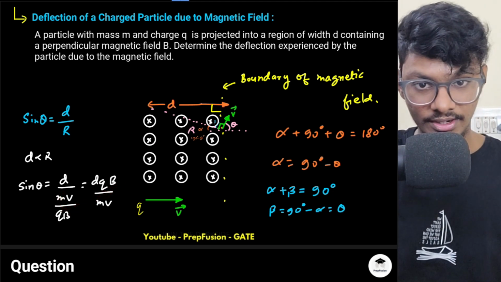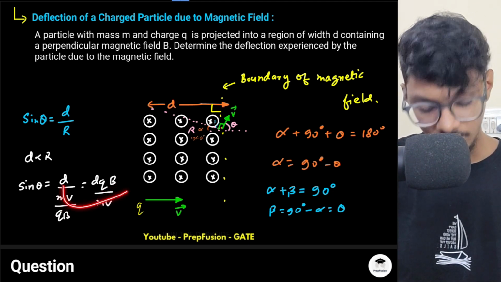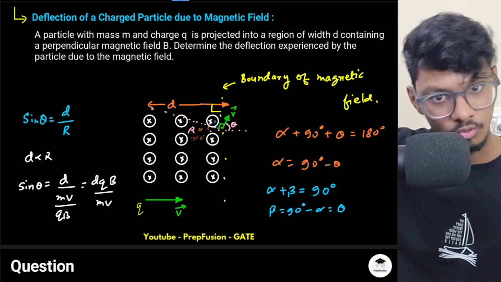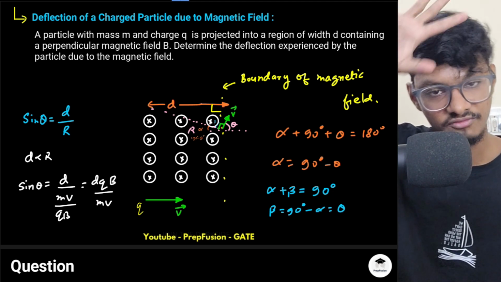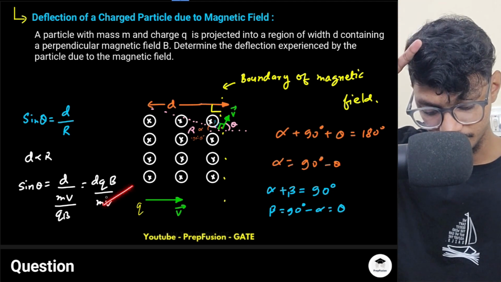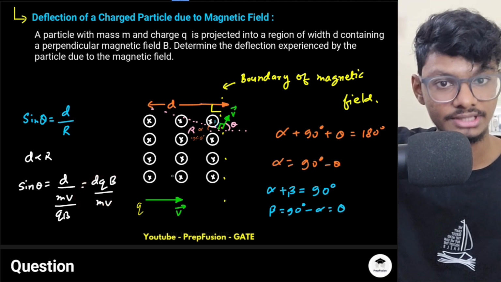Okay. Just try to understand the fundamentals. That's it. No need to remember this. Just derive from the force. Fc is equal to mv squared by r. What is Fc? Fc is qvB. And from there, you will be able to find out r. And from the r, you will be able to find this sin theta. That is d by r.